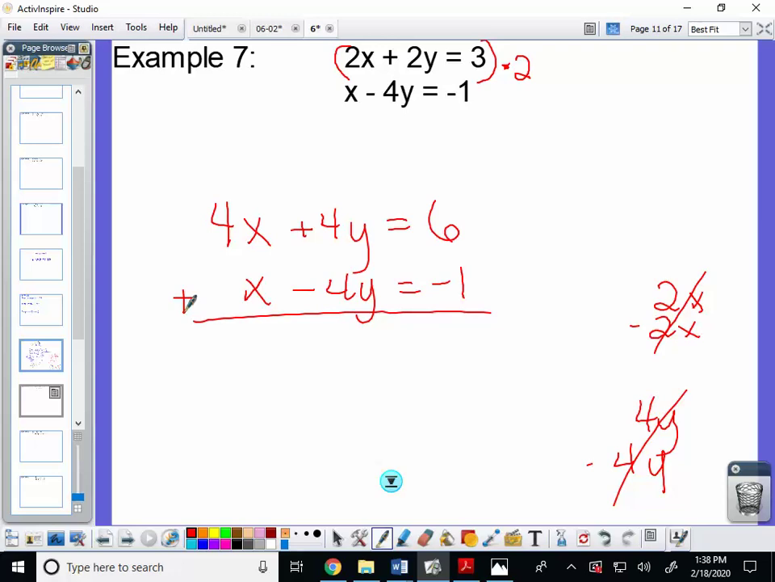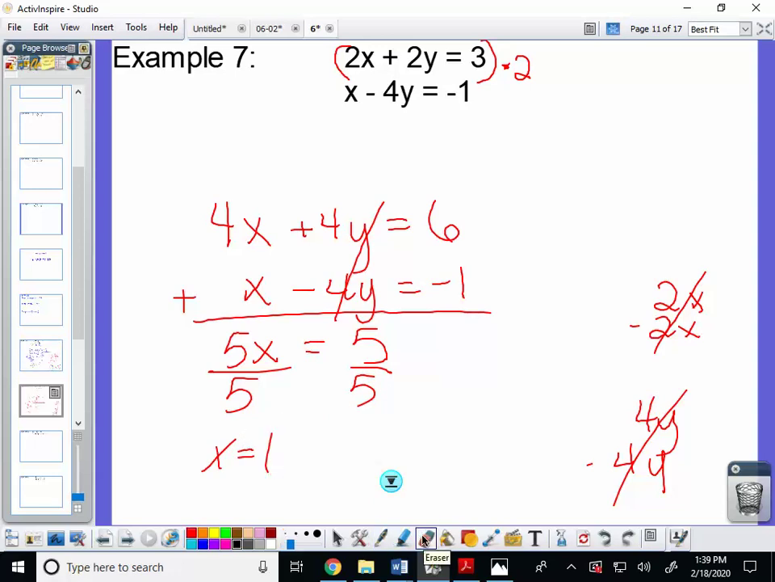Okay, so if I add the x's together, what do I get? 4x plus x? 5x. 4y minus 4y? And 6 minus 1, or 6 plus negative 1, is 5. We can solve for x by dividing by 5. X equals 1. So I know my ordered pair is going to be 1 comma something.